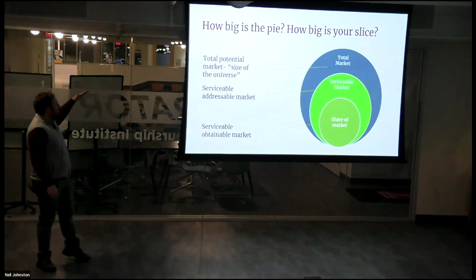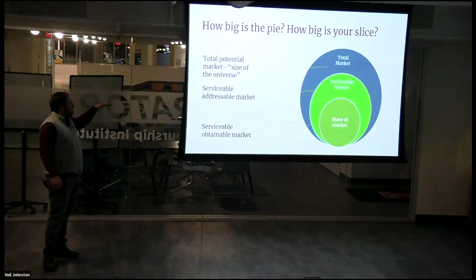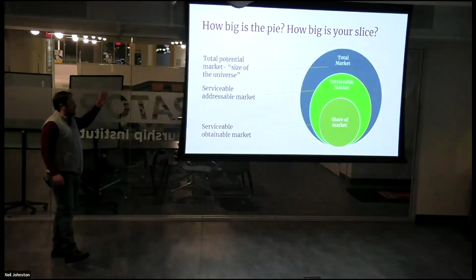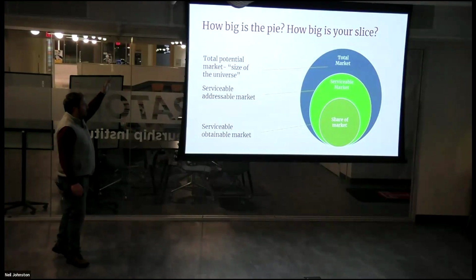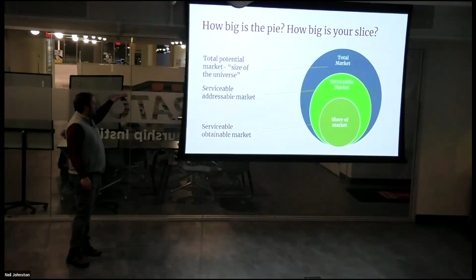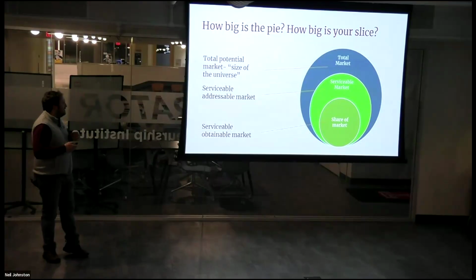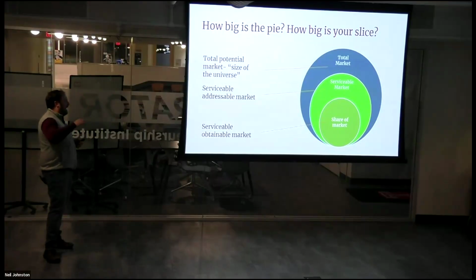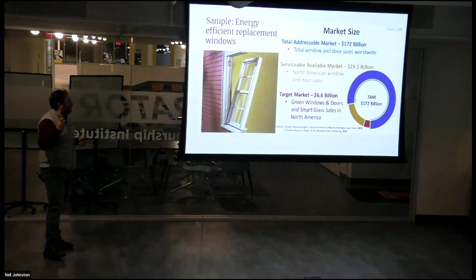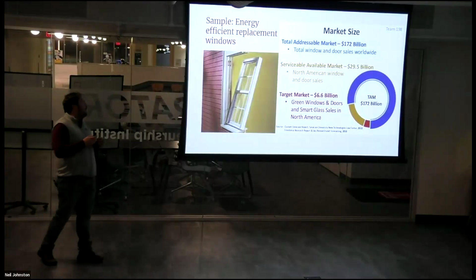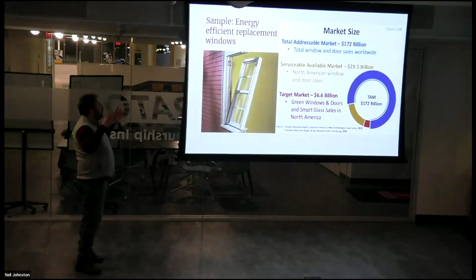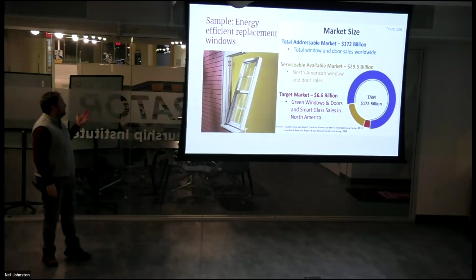Another way to think about this is how big is your slice, and we're going to have an example about windows in a second. So what is the total market, and then what is the serviceable market, and then what is the share of the market, as we go from biggest down to smallest, and think of the share of the market as the obtainable market. So if we think about energy efficient window replacement, the total addressable market in this example is 172 billion.